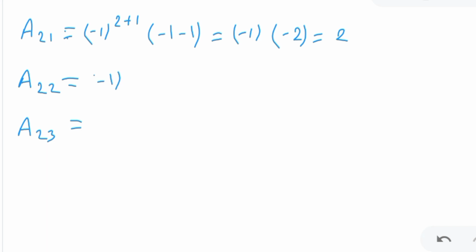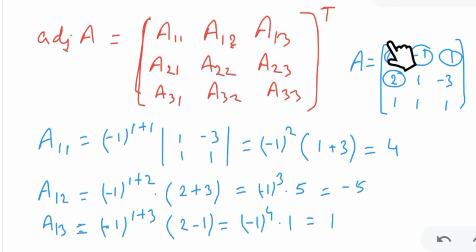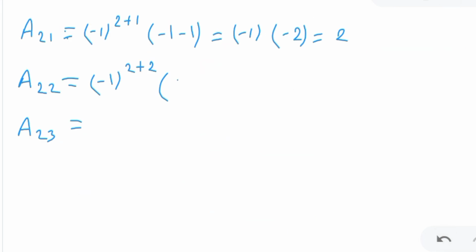Similarly for this, the power is minus 1 to the power 2 plus 2, I plus j. So I is 2, j is 2, correct? So don't get confused in that. Now I am finding for this element. So this will go, so 1 minus 1, correct? 1 minus 1, and minus 1 to the power 4 into 0. 1 minus 1 is 0. So 0 into something will be 0, so no need to see the plus or minus, okay?